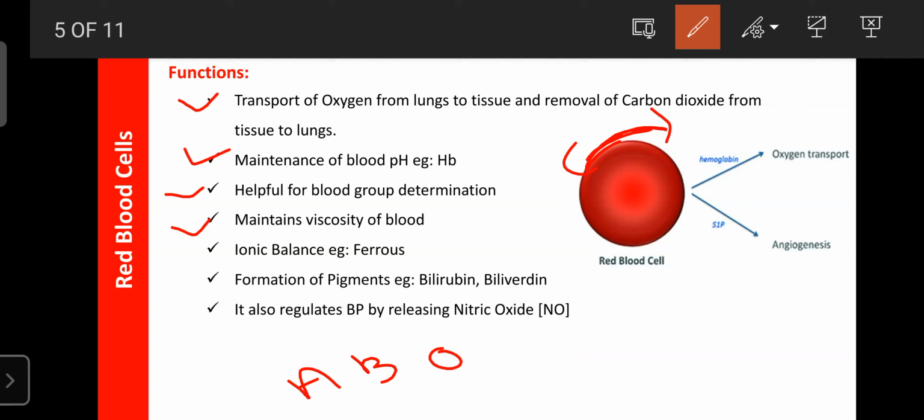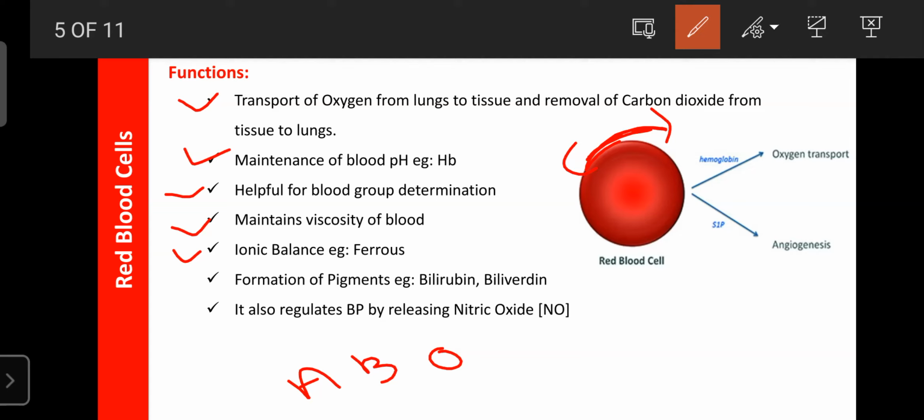So next one is, RBC also plays an important role in the ionic balance, like ferrous. Because of the destruction of the RBC after 120 days in the reticuloendothelial system, present in the spleen and liver, they can release the ferrous. That ferrous is helpful for the formation of new molecules of hemoglobin. So RBC itself is involved in balancing the ferrous level in our body or in the blood.